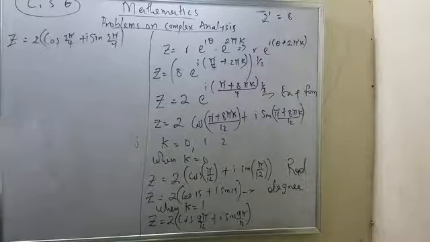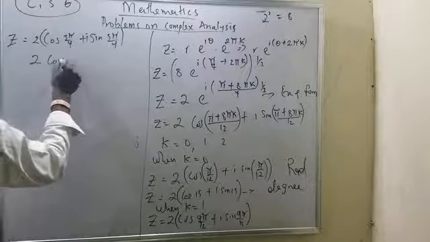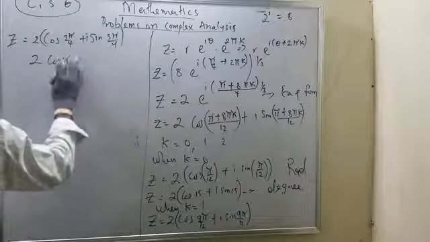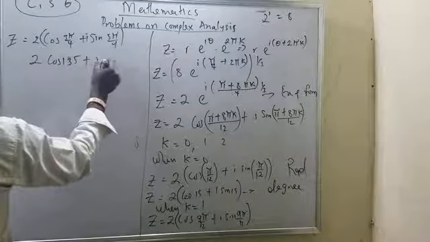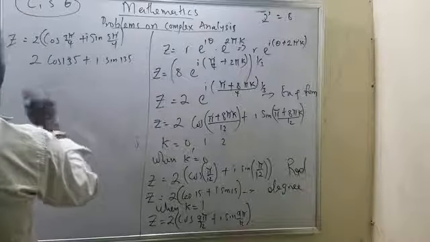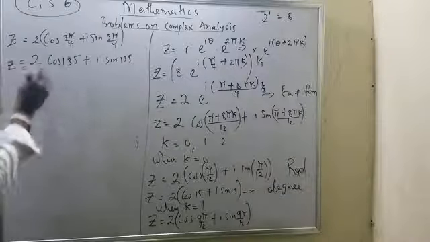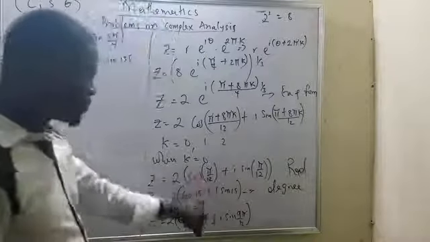Now, I will have it like this in the form of 2 cos 135 plus i sine 135. Please, I don't have my calculator here. When you have a calculator, you can press it. You have a simple number. I think we have done the one of k.